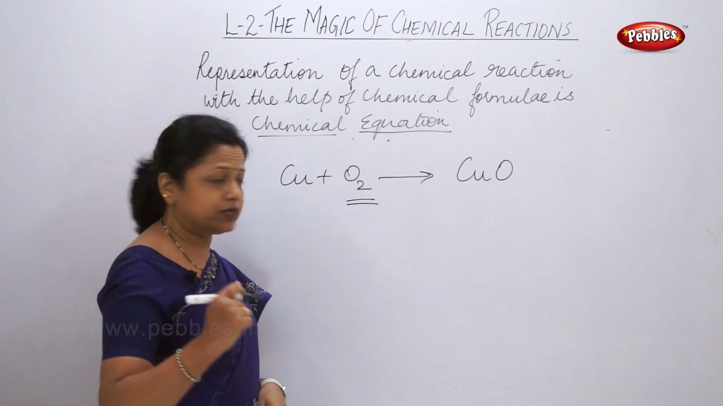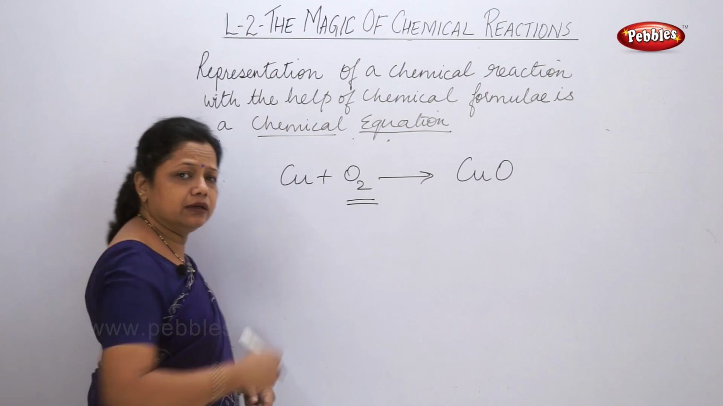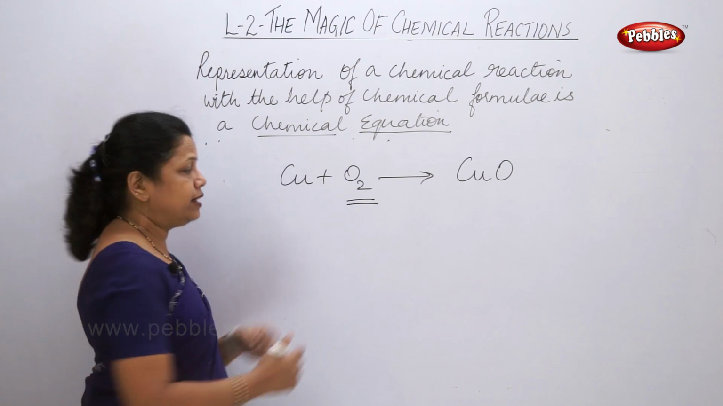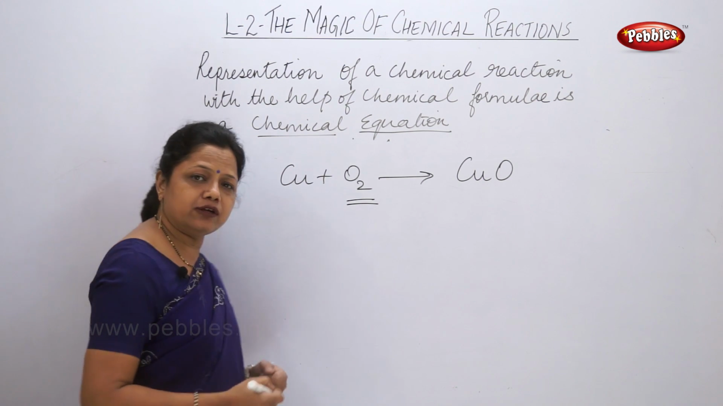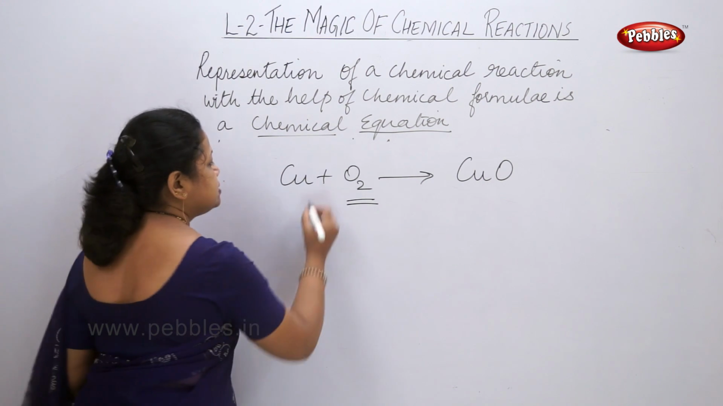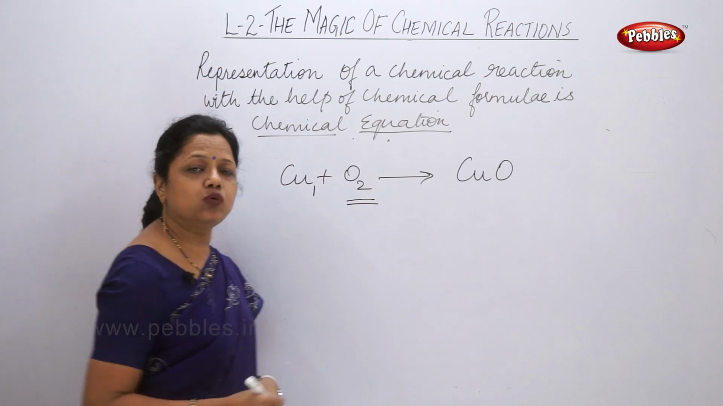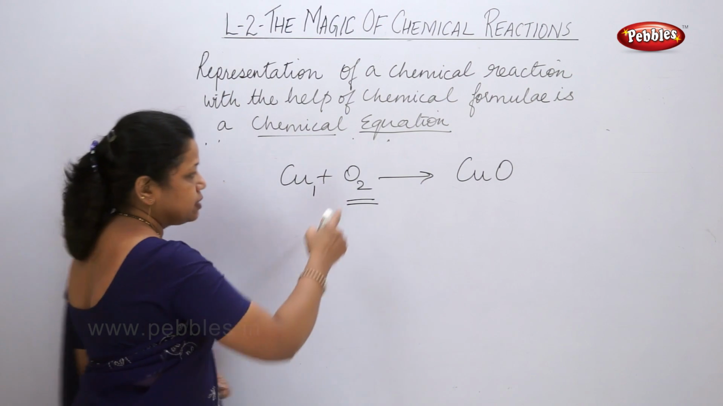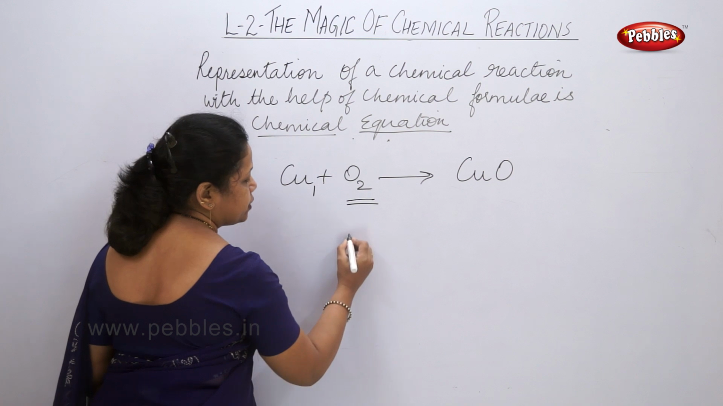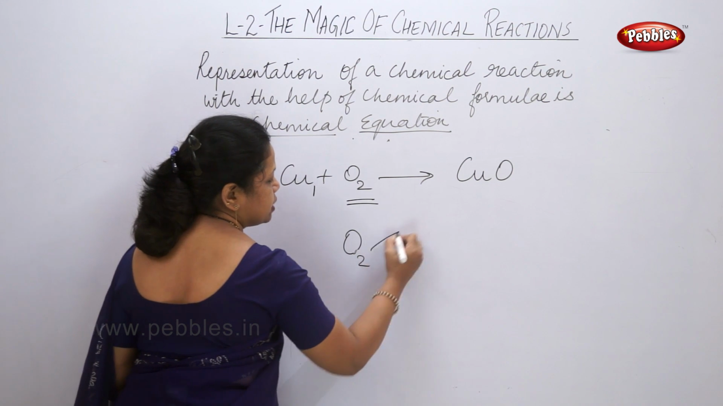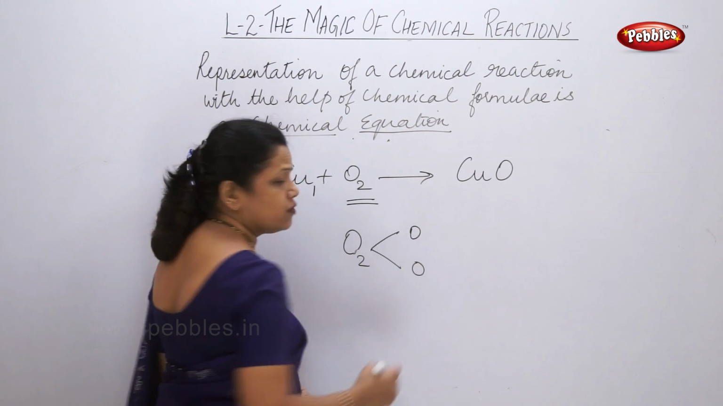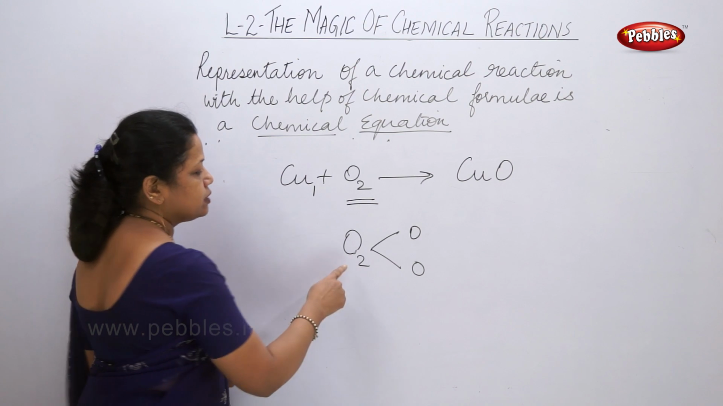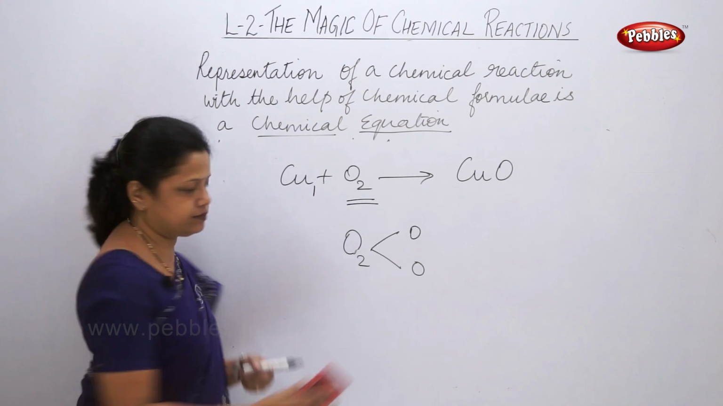Now you should ask me a question. There is nothing written here. That means what? When there is nothing written on the right side of any formula, it means 1. It means there is only one atom in one molecule of oxygen. This oxygen is called one molecule. So one molecule of oxygen is made up of 2 atoms of oxygen. That is why the formula O2 has come.